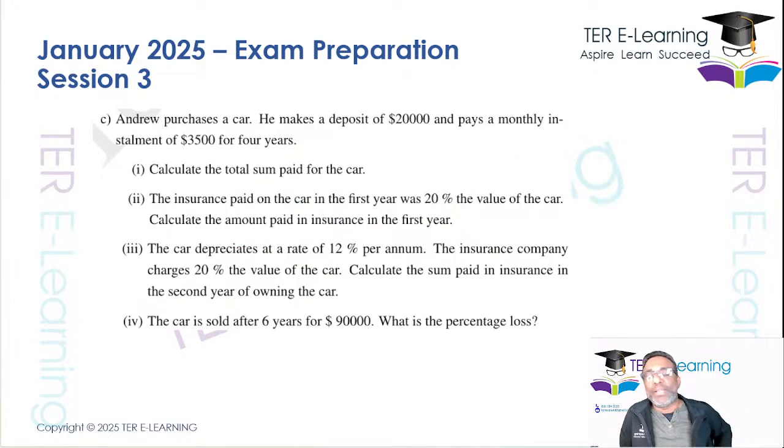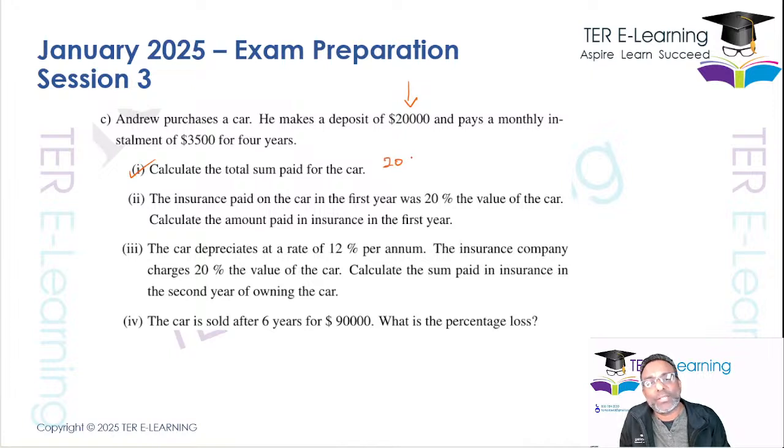So this one here is on consumer arithmetic. Andrew purchases a car. He makes a deposit of $20,000 and pays a monthly installment of $3,500 for 4 years. Calculate the total sum paid for the car, right? Now with these kinds of questions, we need to read the question and try to understand what they are asking us here. So in this case, we make a deposit of 20,000 and then you're making these monthly installments of 3,500, right? So what's the total sum paid for the car?